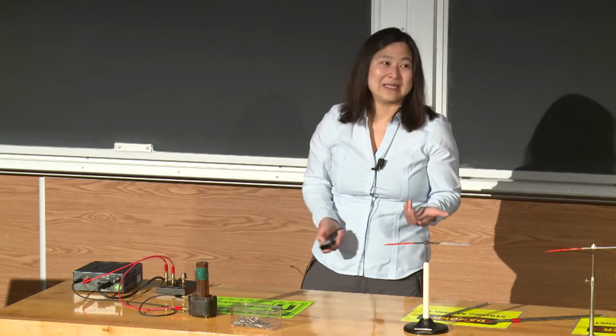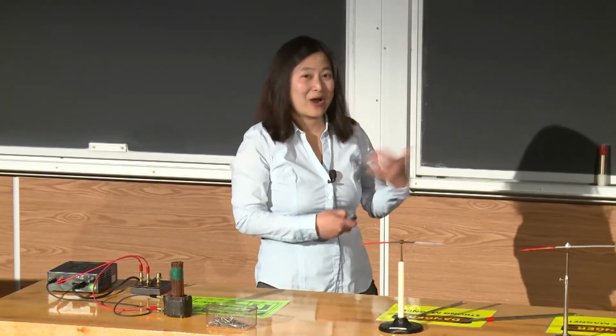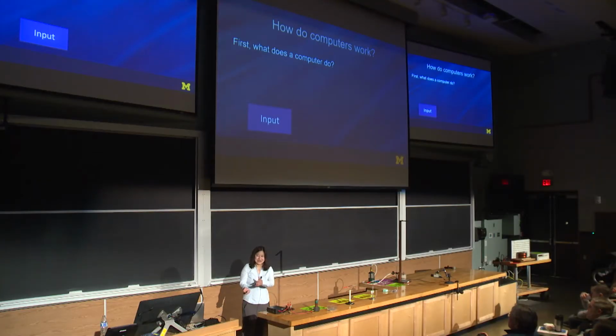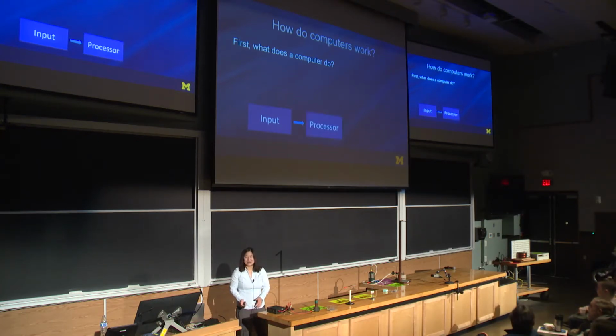A basic computer just has a few components. So it has some input, so we could give it some problem that we want it to solve. We could enter some characters using a keyboard or a mouse, or give it a picture that we want it to solve a problem of.